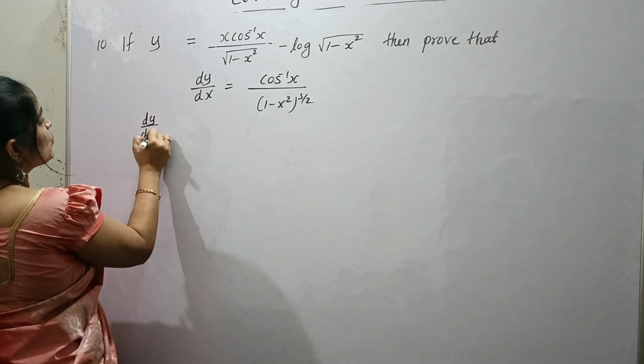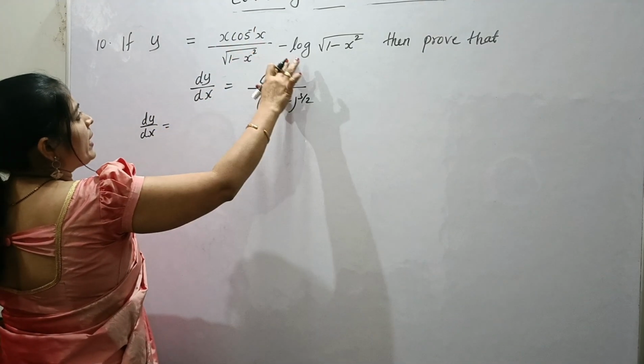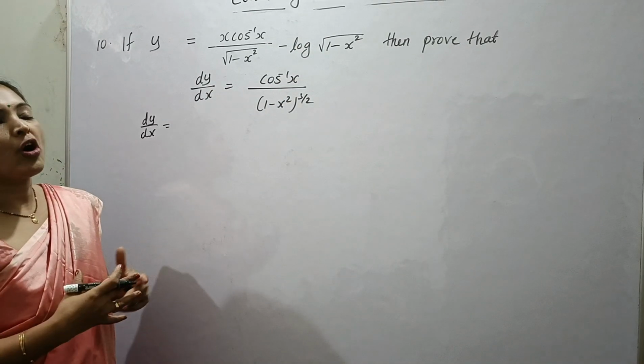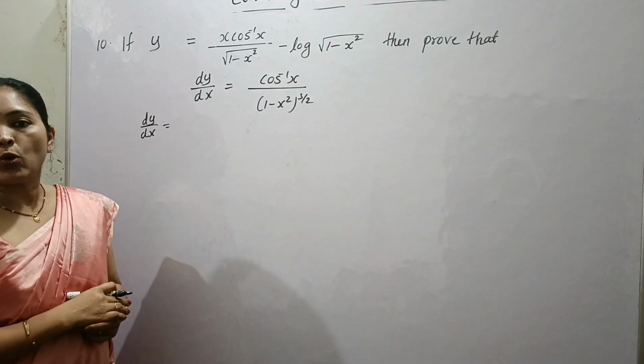Dy by dx is equal to derivative of first term minus derivative of second term. Okay. So derivative of first term, it is in the form of u by v. So we will apply quotient rule.